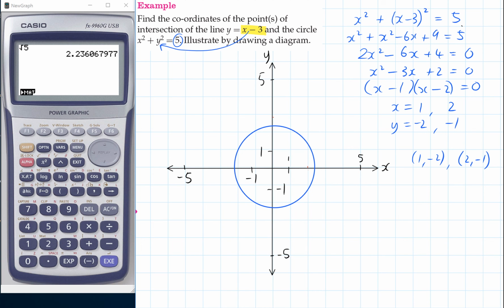Okay, and we'll sketch in our line, which has y-intercept at (0, negative 3) and is going up by 1 each time. And that's our line there. And there's our 2 points of intersection, which would look more precise if I could draw my line and circle more precisely, but you get the idea with those.